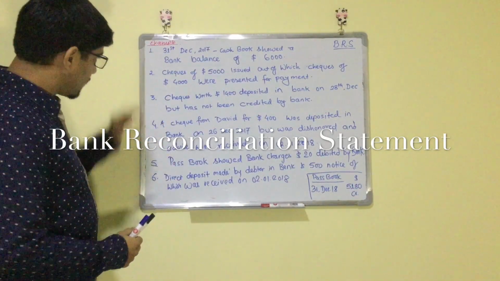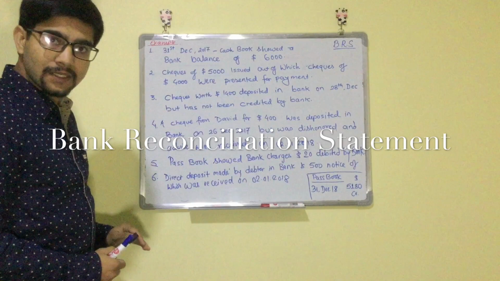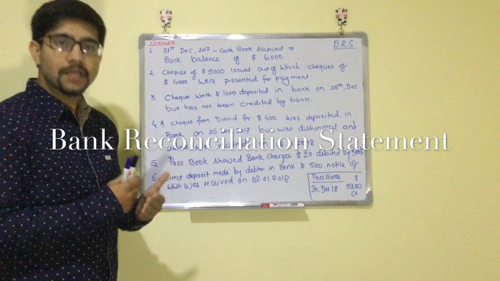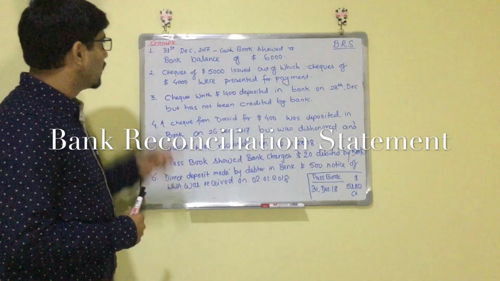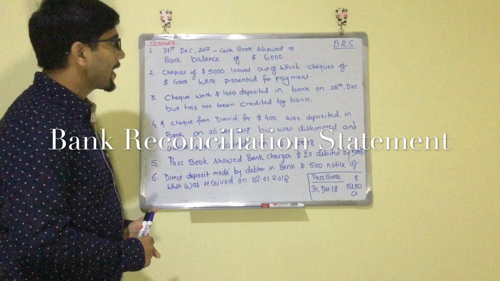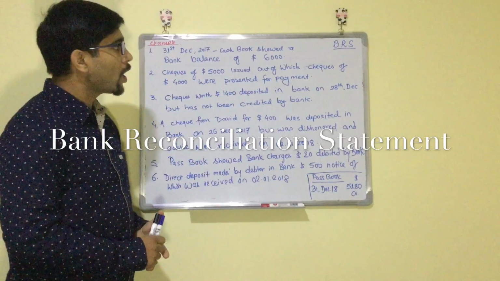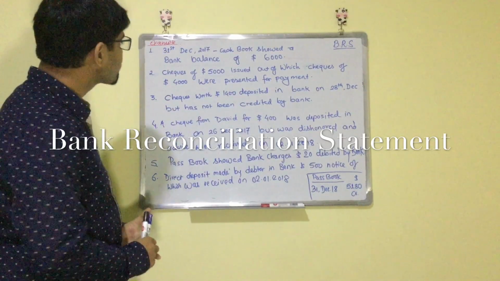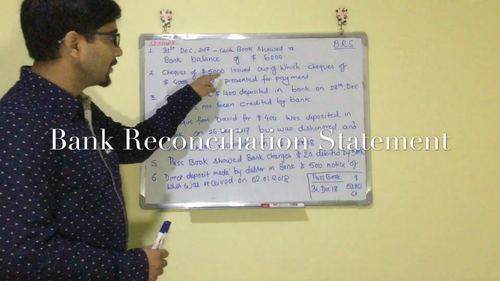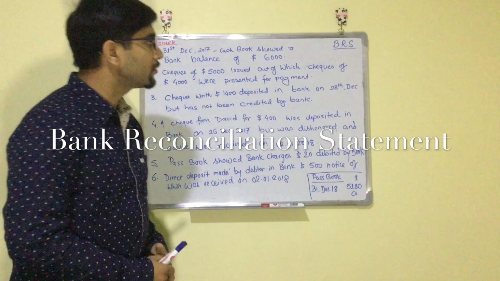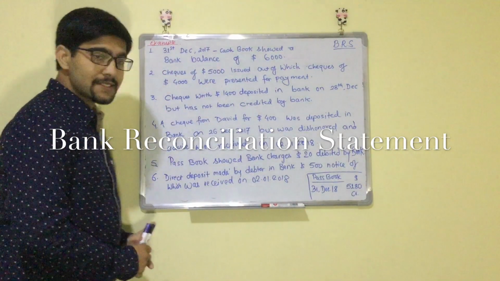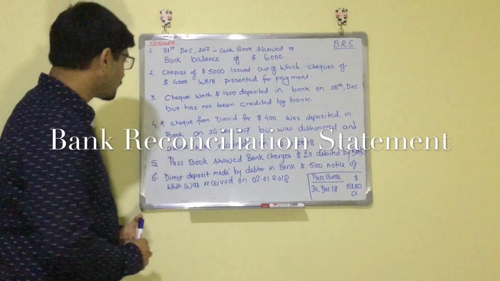There are altogether 6 adjustments, out of which one is just the balance of cash book. Let me read these adjustments. First, on 31st December 2017, cash book showed a bank balance of $6,000. Second, checks of $5,000 issued, out of which checks of $4,000 were presented for payment.